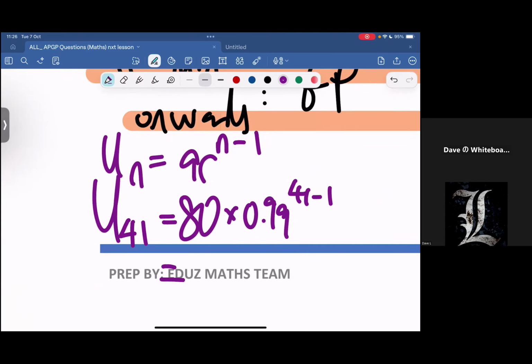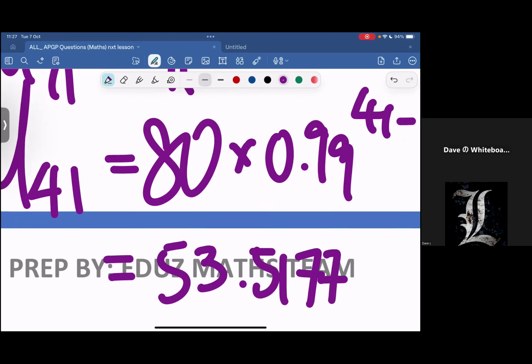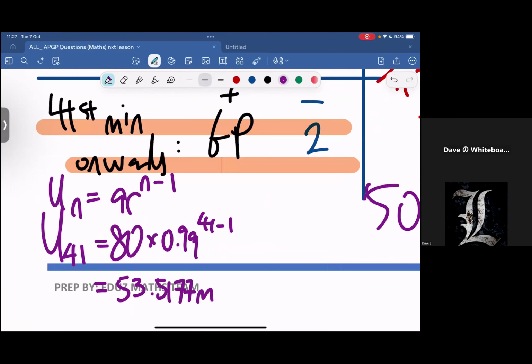Once again, why are you doing this? Because you want the first term of the new GP to find the Sn. So the first term, if you were to press a calculator for this itself, this thing here would have to be the first term. So when we press 80 multiplied by 0.99 to the power of 41 minus 40 minus 1, you basically get 53.5177 meters itself. So from the 41st minute onwards, my first term is actually this one. So the first term of the new GP is 53.5177. Now, what is the common ratio?